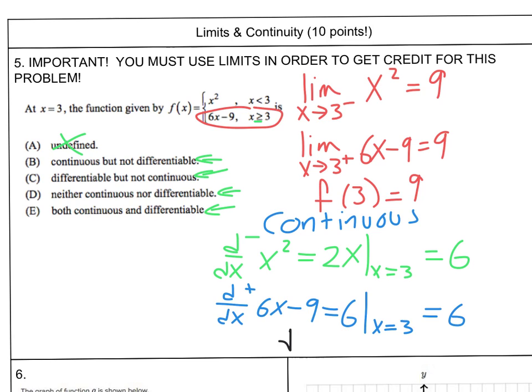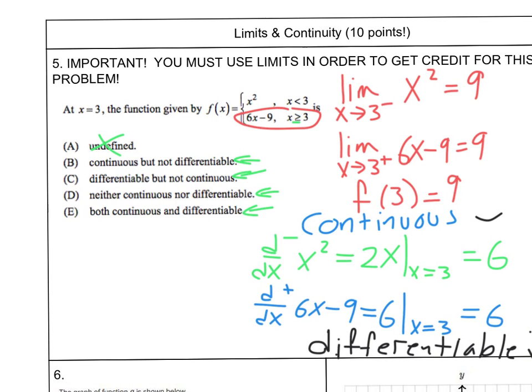To show differentiability, you have to show that you're taking the derivative from both sides, and they have to come to the same value from both sides. So this is both continuous and differentiable. So we're looking at E.